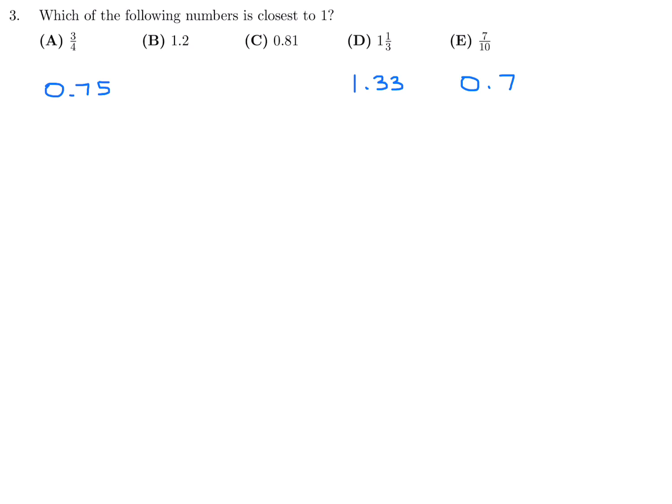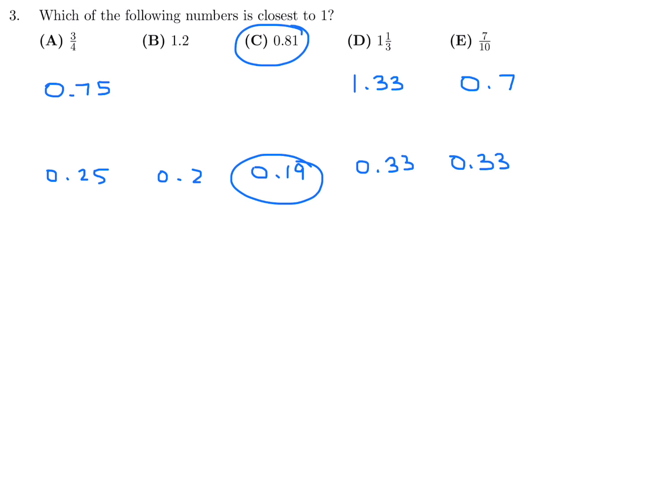teach, is how far is it from 1? Well, this one is 0.25 away. This one is 0.2 away. This is 0.19 away. This is 0.33 away, and this is 0.3. So which of these is the smallest and therefore the closest? Well, it's obviously this one right here. So number 3, the answer is C.